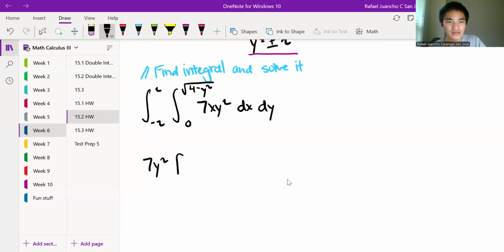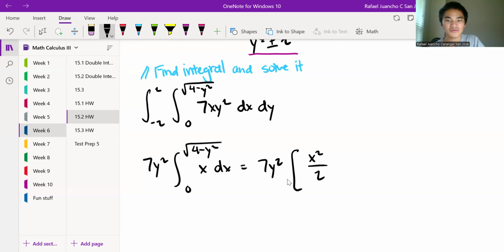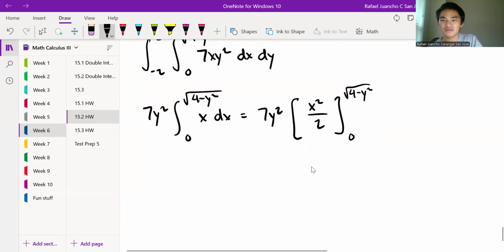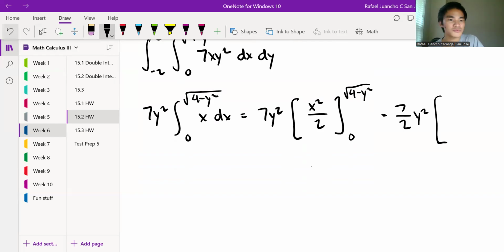Let me quickly do that. And then I immediately, oh, that's fine. Just put all of it. This is my x dx. Then here I integrate x squared over 2. It's fine. 0. Take out my 2. There we go. Then what do I get?